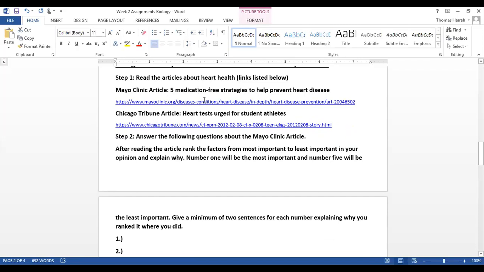The article Heart Tests Urged for Student Athletes is about a student who had a heart condition and didn't know that he or she had a heart condition, and then went out and competed in sports, and then had a medical situation where they had to go to the emergency room because of their heart condition. So now they're looking to have student athletes, students who want to participate in sports, to have their heart tested before they're allowed to participate in sports. So read that article as well.